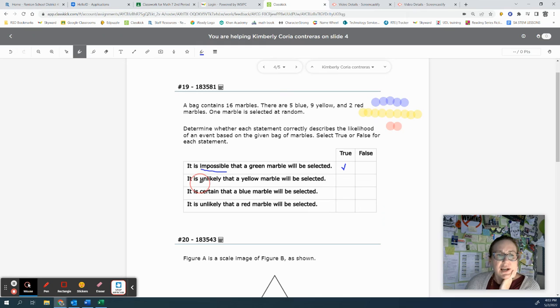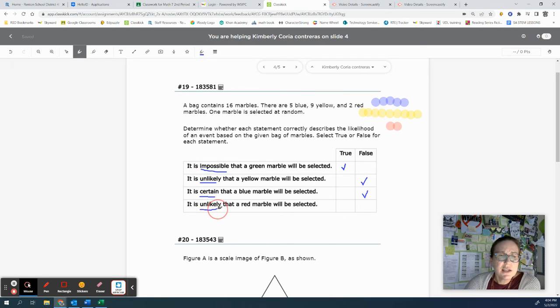It is unlikely that a yellow marble will be selected. Wait, over half of them are yellow marbles. So it's not unlikely, it's actually very likely that yellow will be selected. It is certain that a blue marble will be selected? It's not definite that a blue marble will be selected because we've got yellow and we've got red there. So that is a false statement.